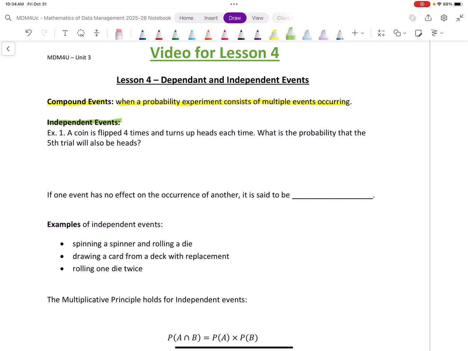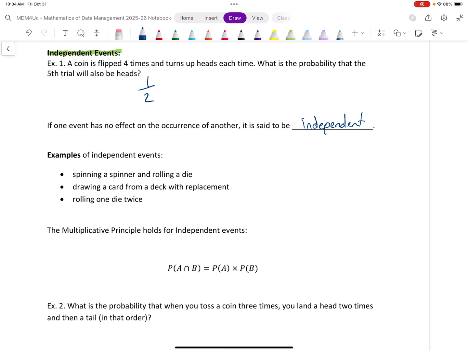An independent event, for example, in this situation: a coin is flipped 4 times and it turns up heads each time. What's the probability that the 5th trial will also be heads? Sometimes people think, even though you're on a streak of some sort, that the probability changes, but it's not changing each time I flip this coin. So the probability remains a half. It's not going to change. This is an example of independent probability, and what that means is that one event is not impacting the occurrence of the next event. The probability remains constant.